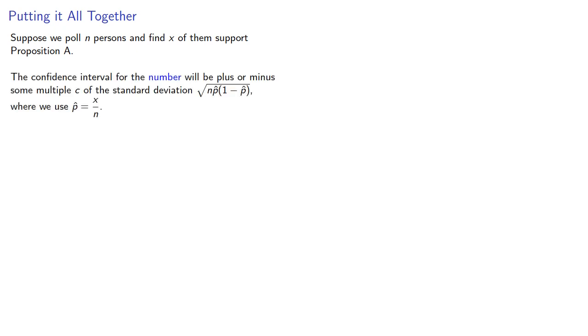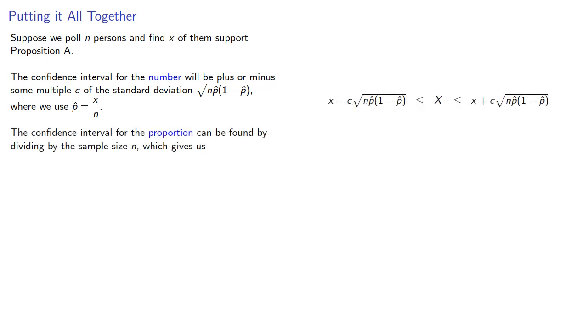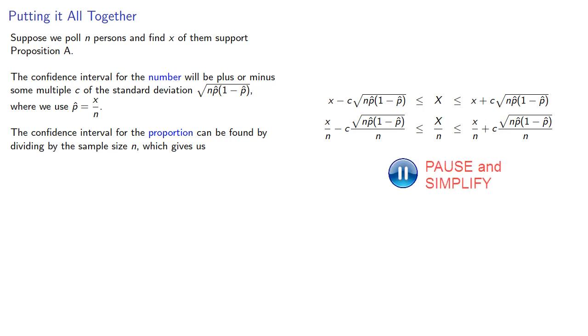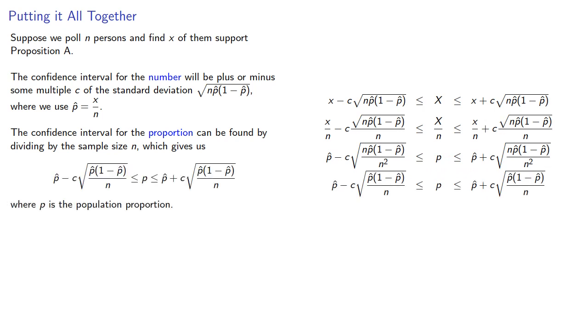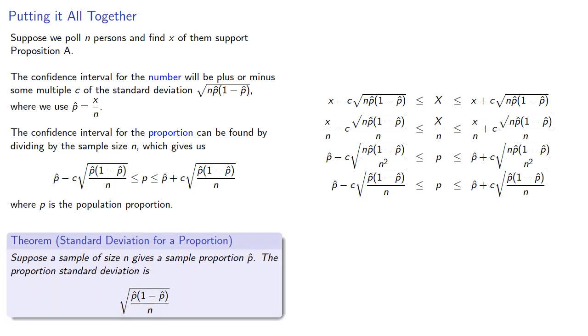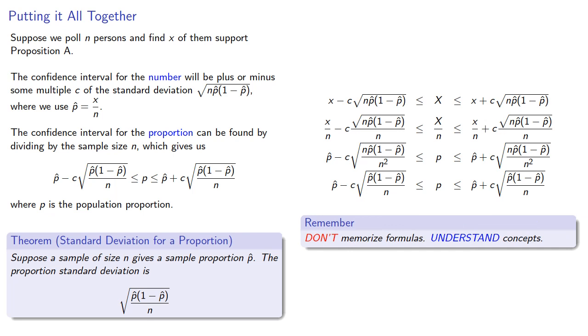So let's put this all together. Suppose we poll n persons and find x of them support proposition A. The confidence interval for the number will be plus or minus some multiple c of the standard deviation, where we use for our empirical probability the number who supported A divided by the sample size. The confidence interval for the proportion can be found by dividing by the sample size, which gives us a formula, and if we wanted to, we can turn this into a result for the standard deviation for a proportion. But remember, don't memorize formulas, understand concepts. So you're better off ignoring the formula.